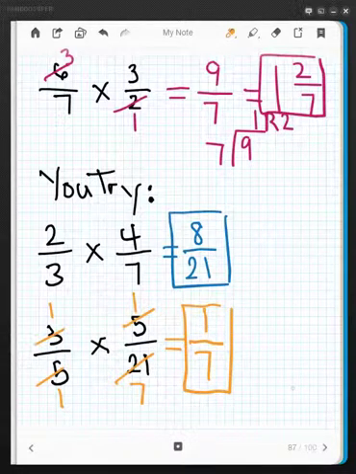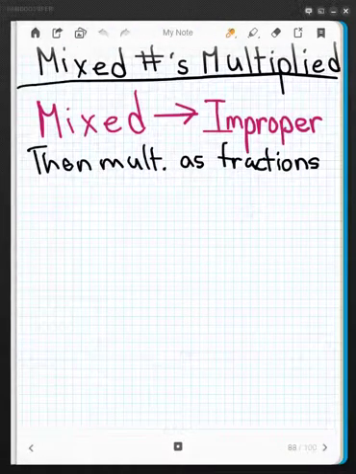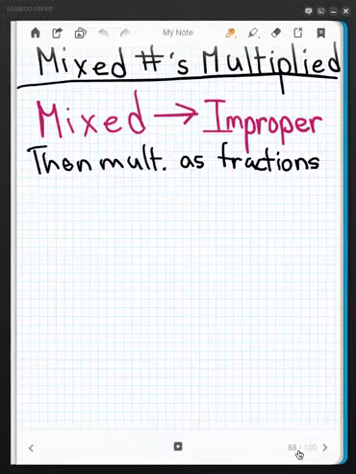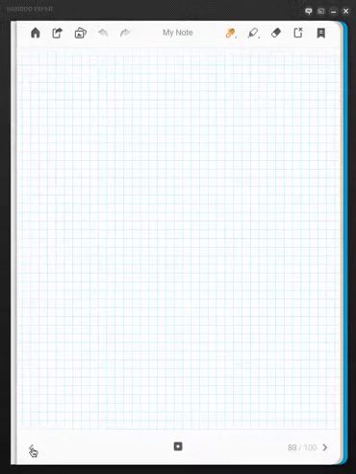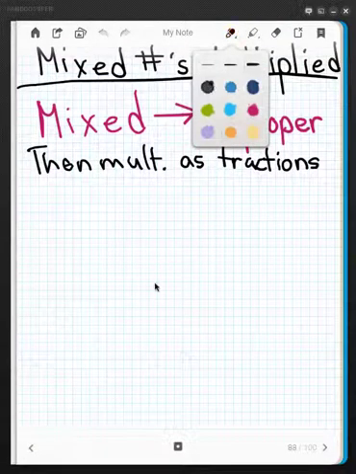Okay, let's now talk about what happens when we want to multiply mixed numbers. If I want to multiply mixed numbers, I can't do it. Multiplying mixed numbers is not allowed. You have to have an improper fraction. And as soon as you have an improper fraction, boom, we're ready to multiply. So that's the only lesson you need. So let's go ahead and do some mixed numbers.